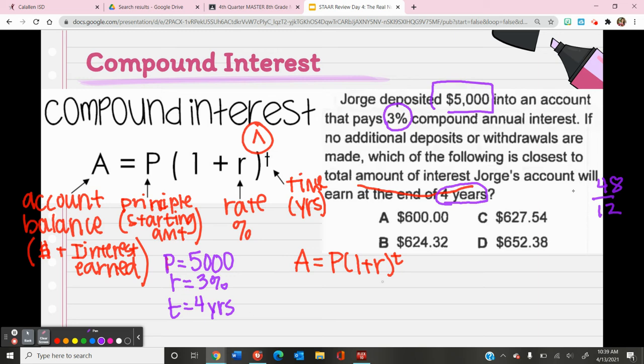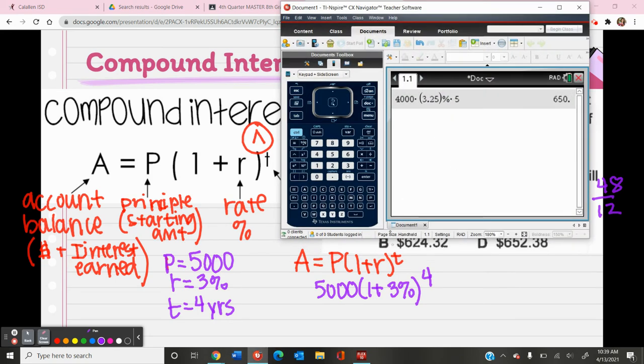So now that we have found this out, we can plug this in. My principal was 5,000 times 1 plus R, which is 3%, to the power of T. So I'm going to press the caret top and 4. And again, I forgot to highlight that in the question it does tell us we are doing compound annual interest. So opening up my calculator, I'm going to put this in. I have 5,000. I'm going to open up a parentheses. The parentheses is right here.